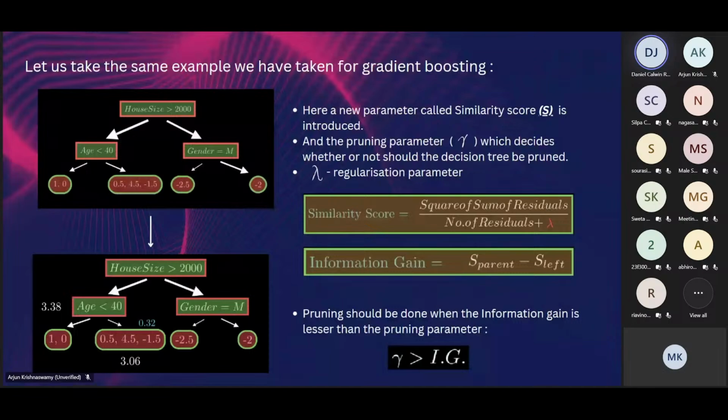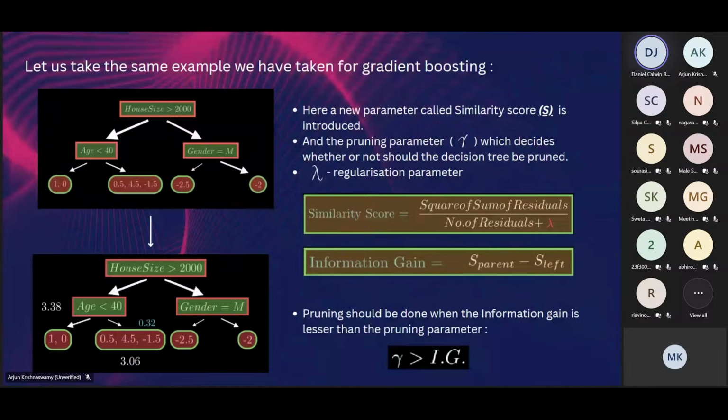So why do we calculate all this? The main idea is that if the information gain is going to be less than that of the pruning parameter, which is gamma given over in the last box, then we're going to have to prune the decision tree, which is going to be the basic classification model that is present in this algorithm. So that is going to be the only difference between gradient boosting and XG boosting. So that's it about XG boosting.